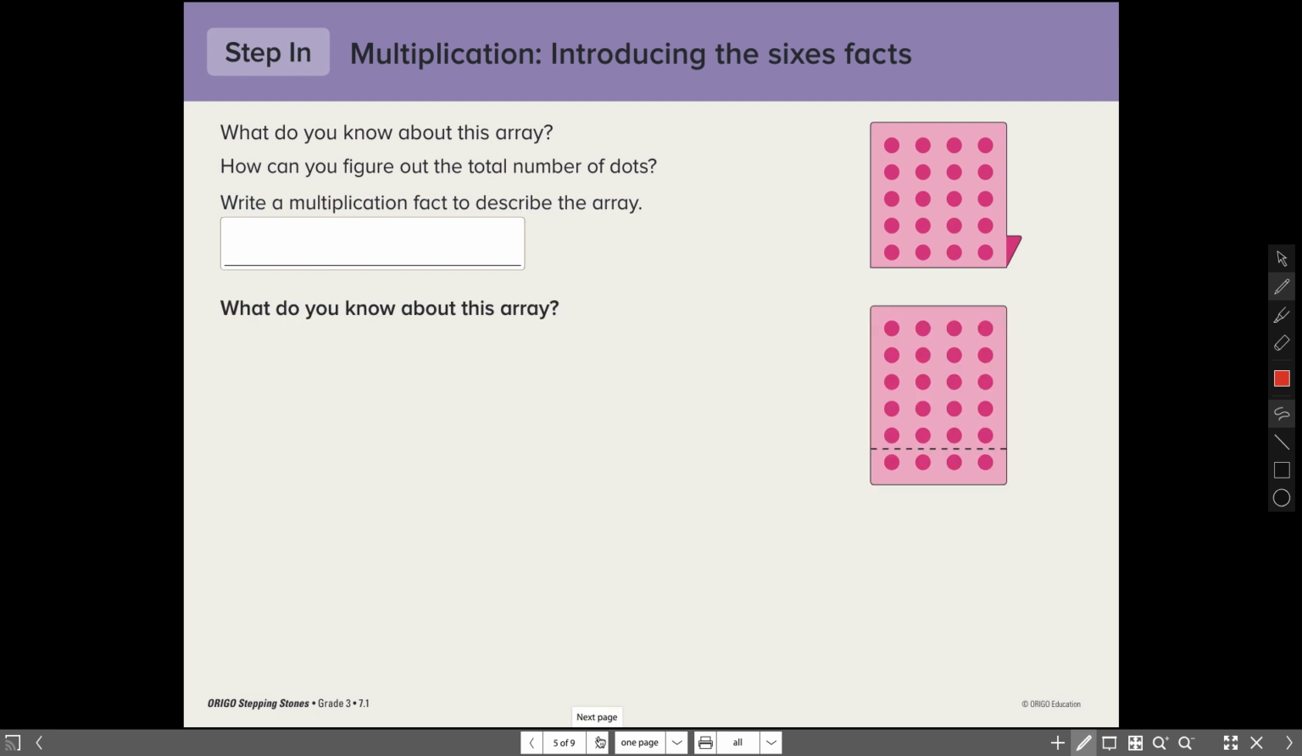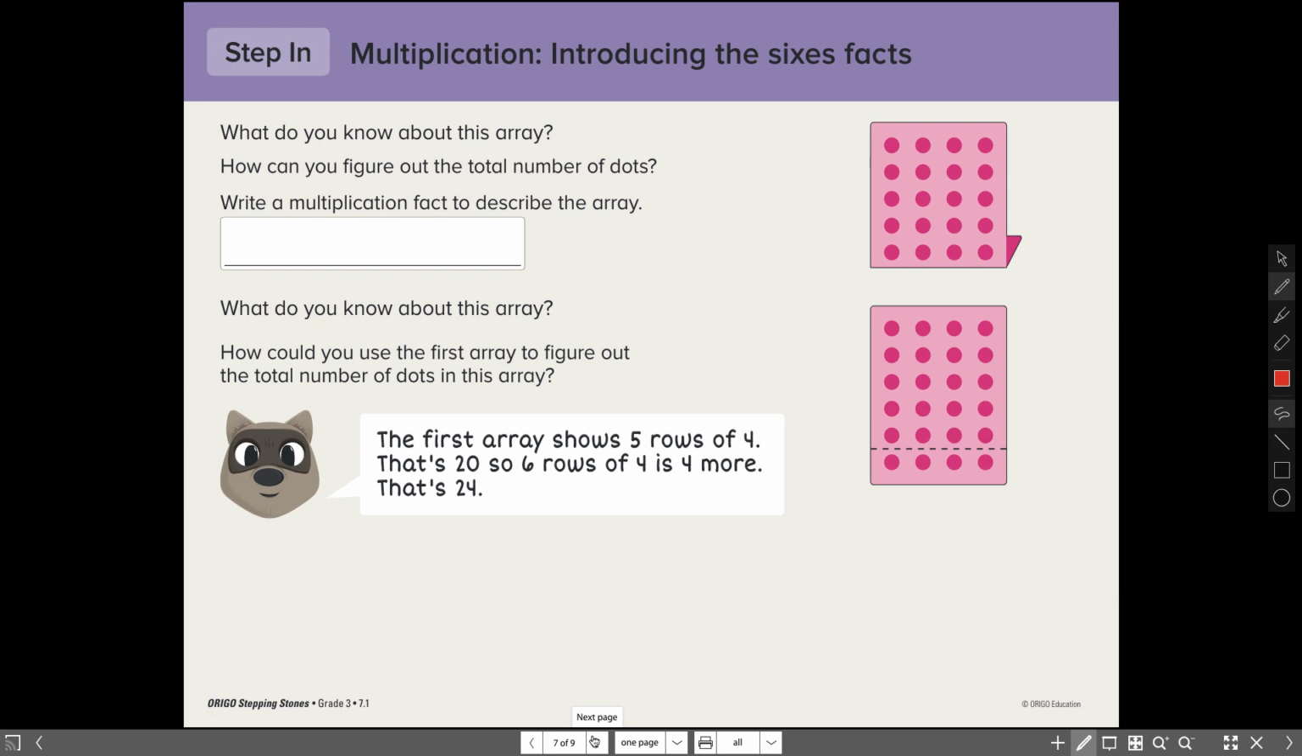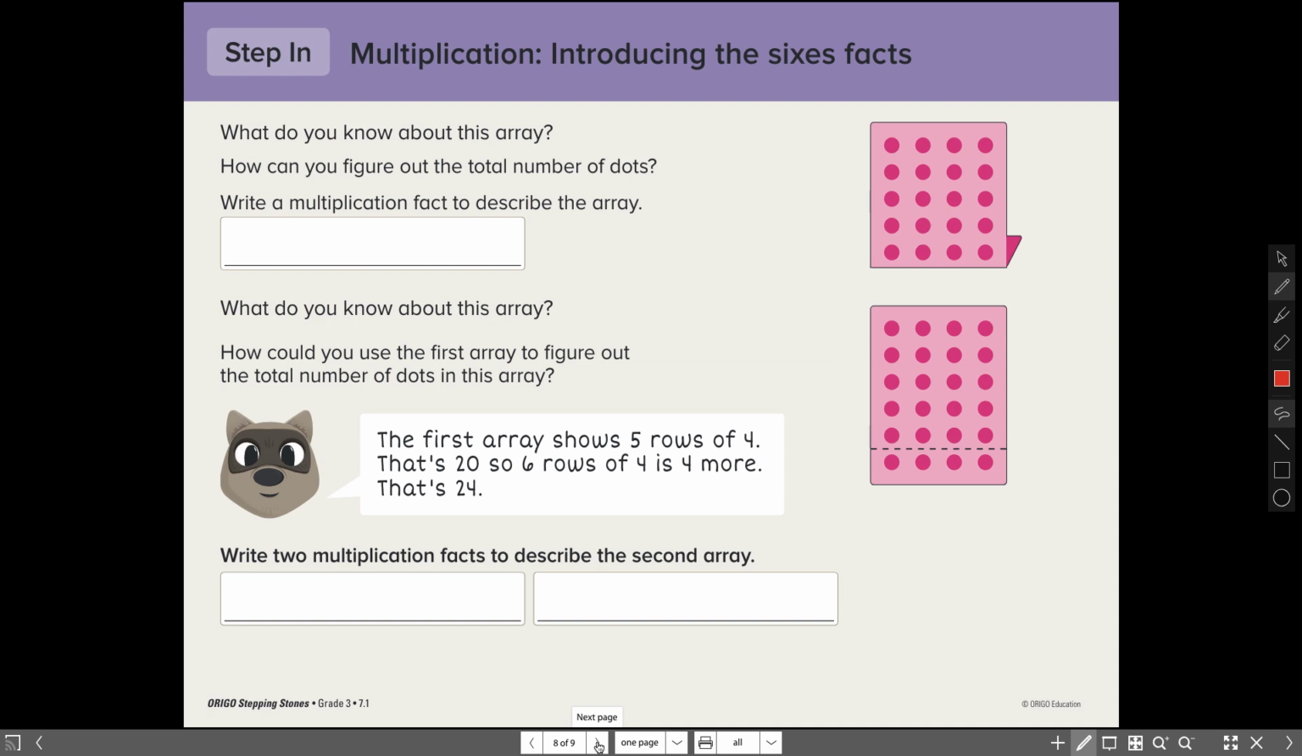Okay. So, if that row was 5 times 4, what do we know about this new array? Lisa, what do we know about this new array? It's 6 rows, and there's 4 in each row, equals 24. Good job. There's 6 rows. We added 4 because we added 1 row of 4. So 20 plus 4 is how much, Adam? 24. Okay. So we just used the first array to figure out the total number in the second array, right? The first array shows 5 rows of 4, so 6 rows of 4 is 4 more. Again, it's a lot like the 9s, but instead of subtracting, this time we're adding.